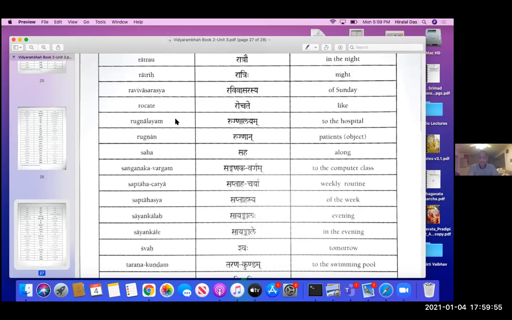Rudralayam, to the hospital. Rugnam, patient. Saha, along. Sanganak Vargam, to the computer class. Okay.